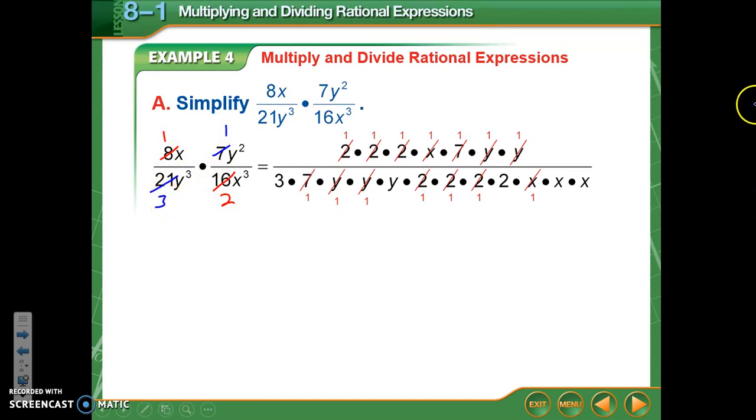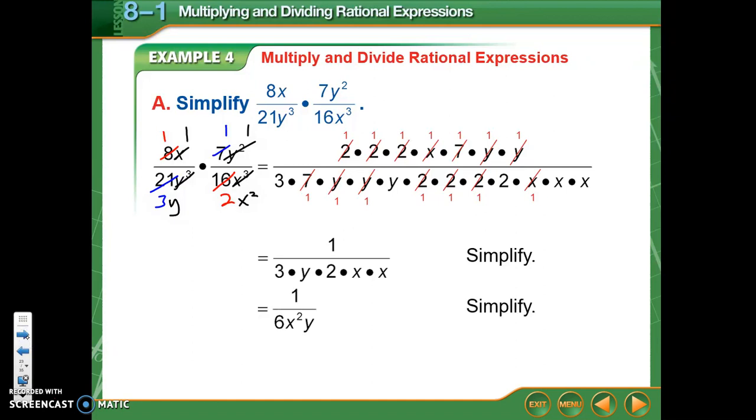And then I have to be careful, of course, with my variables. Y squared over y cubed. The y is going to become 1 up here, and that leaves me with 1y in the denominator. Then x over x cubed, I divide by x, that gives me 1. I divide by x here, and that gives me x squared. So in the end, I end up with 1, because I canceled everything out in the numerator, divided out to 1, over 6 times x squared y.